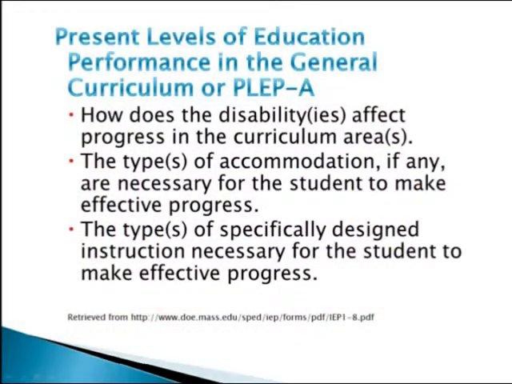Alright, and what is important for the teacher of general education to know? There are 4 pages of information that's important. The first one is the present level of education performance in the general curriculum, which is also PLEP A. On this paper, it describes the disability and how it affects the curriculum, the type of accommodations if necessary, and the type of specially designed instruction necessary for the student to make effective progress.